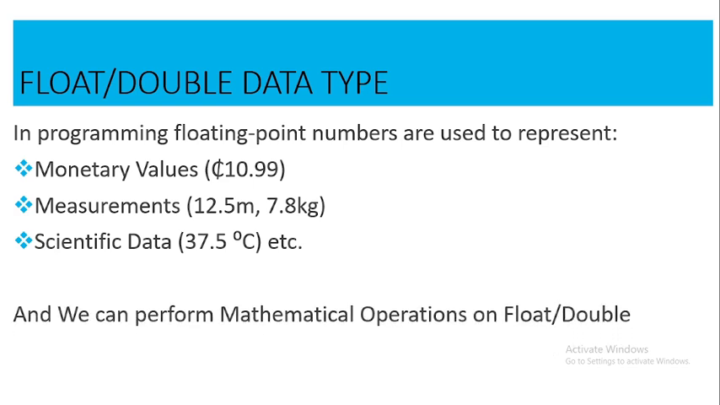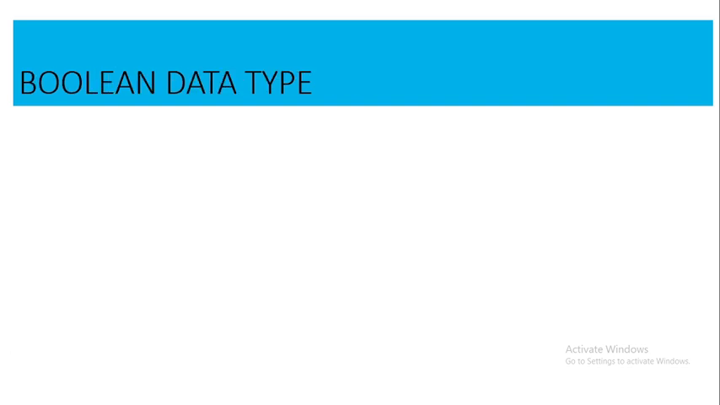Then as we said under integers that we can perform mathematical operations with integers, we can also perform mathematical operations on float or double. So we can perform addition, we can perform subtraction, we can perform multiplication, and then we can also perform what? Division with float or double data types, also known as what? Floating point numbers. Let's look at Boolean data type.